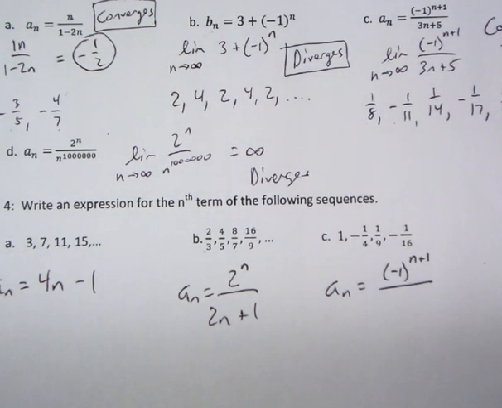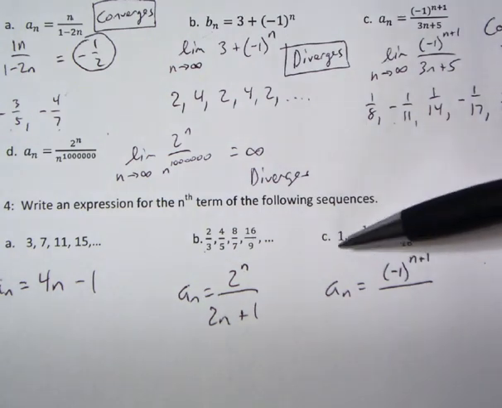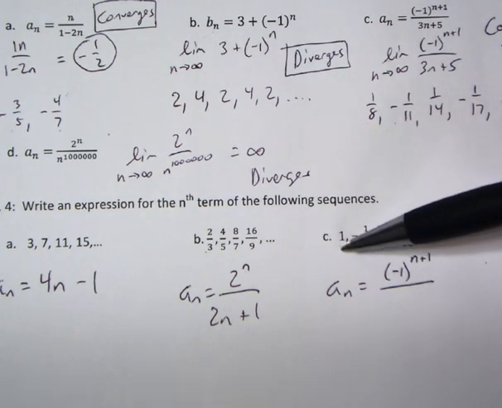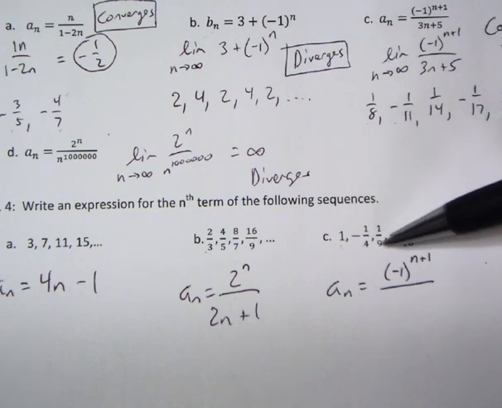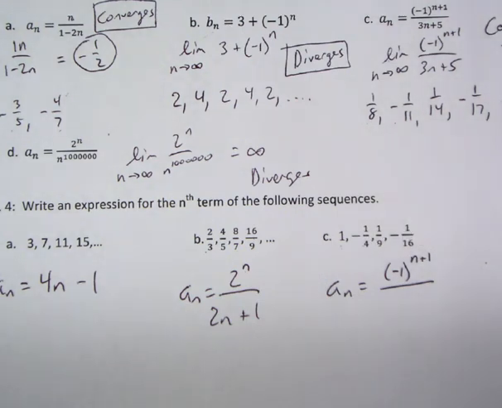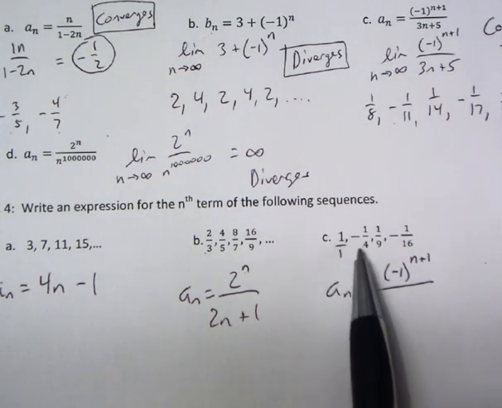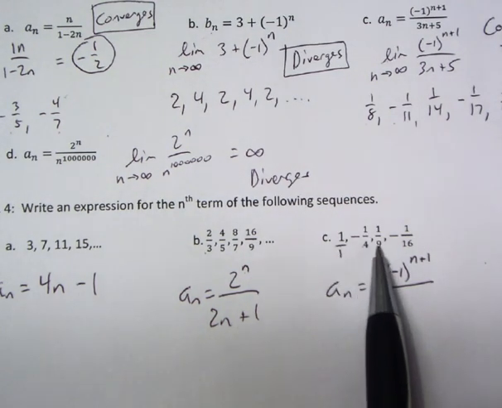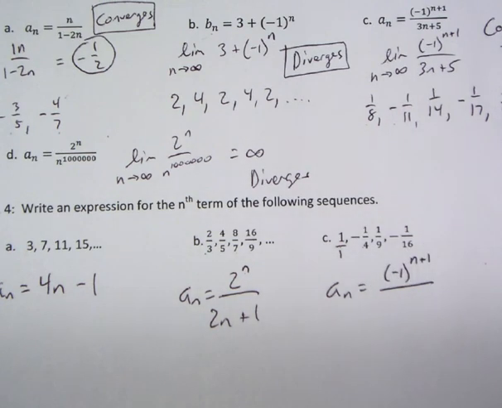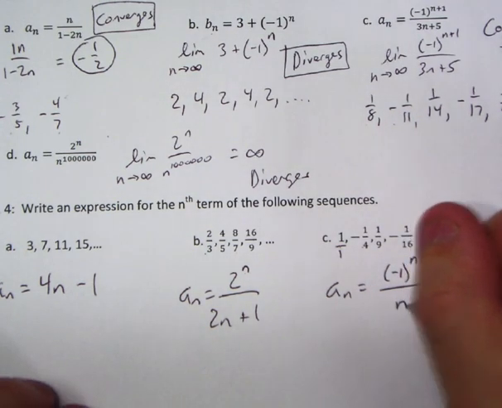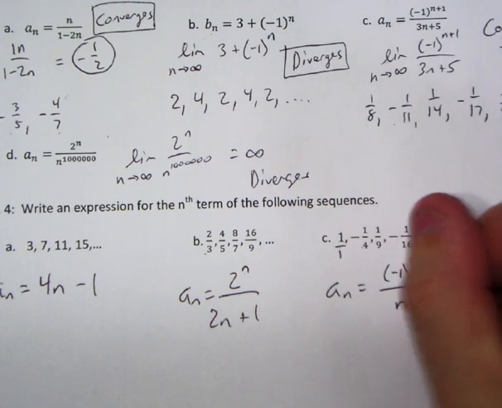And then on bottom, well, I see there's a 1 on bottom here, a 4, a 9, a 16. Well, hot dog, those are our perfect squares. So, like this is 1 squared, 2 squared, 3 squared, 4 squared. So you're going to be taking n, whichever term number it is, and squaring it.